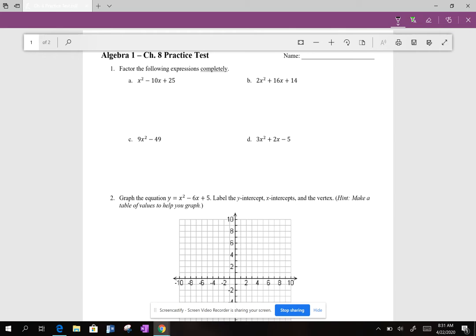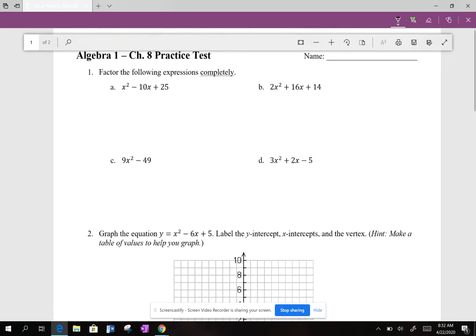I'm going to complete the problems fully and then share this PDF with you so that you can use both the video and the PDF to make revisions to your work. So let's get started with the first problem.